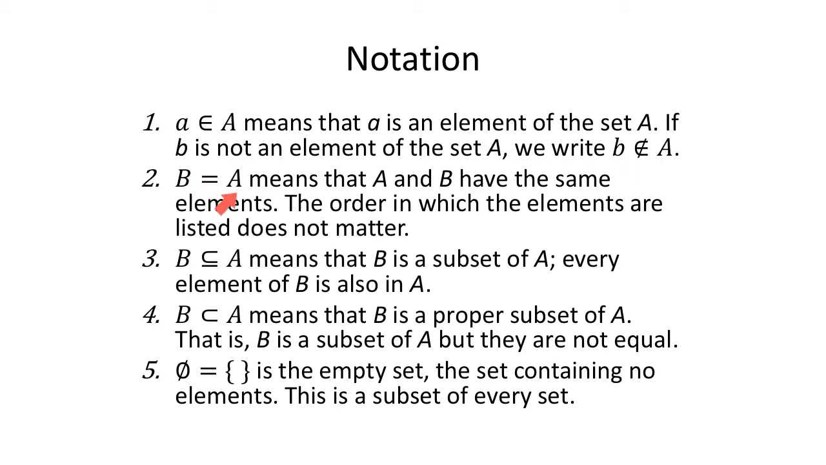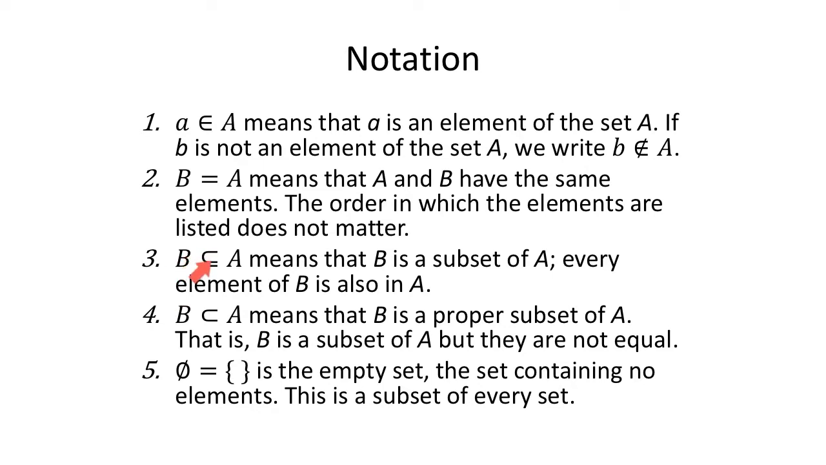Two sets, B and A, are equal means that A and B have the same elements. The order in which the elements are listed does not matter. So if we look at the US flag, red, white, and blue, and we look at the French flag, blue, white, and red, same three colors, order does not matter at all. So those two sets, the set of colors in the French flag and the set of colors in the US flag, would be equal.